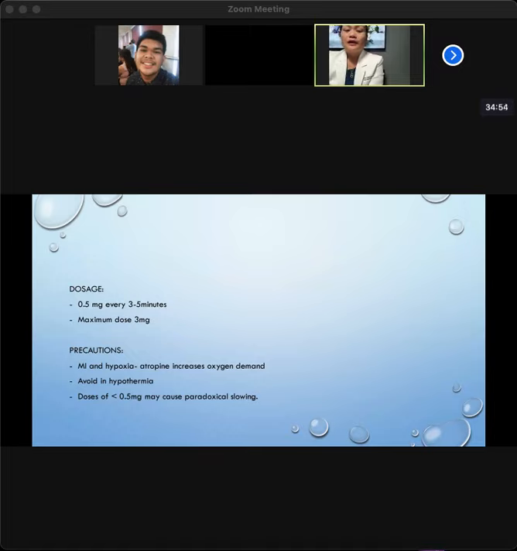You should have precautions on patients who have MI or myocardial infarction and hypoxia. Okay, it should be avoided in patients who are hypothermic, and you have to see to it that the lowest dose to be given is 0.5 milligram and above. If lower than that, it may cause paradoxical slowing. It may even cause bradycardia if mas mababa dyan yung dose na ibibigay ninyo. Okay? You have to remember that.